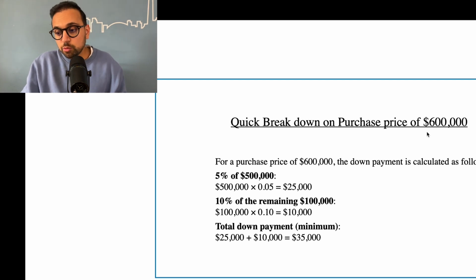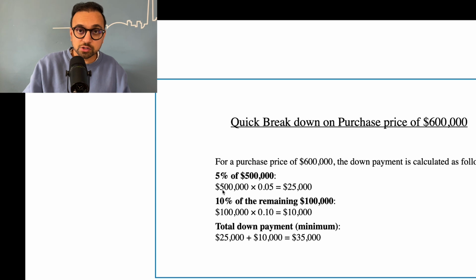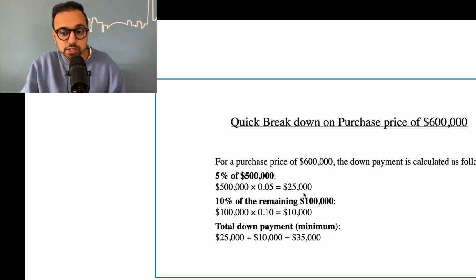Okay. Now I'm going to run an example at a lower price point just for easy reference, on a purchase price of $600,000. For the minimum down payment, you have to put down 5% on the first $500,000. That's going to be $25,000. And for the remaining balance of $100,000, you have to put down 10%. So the total down payment required on a purchase price of $600,000 is going to be $35,000.